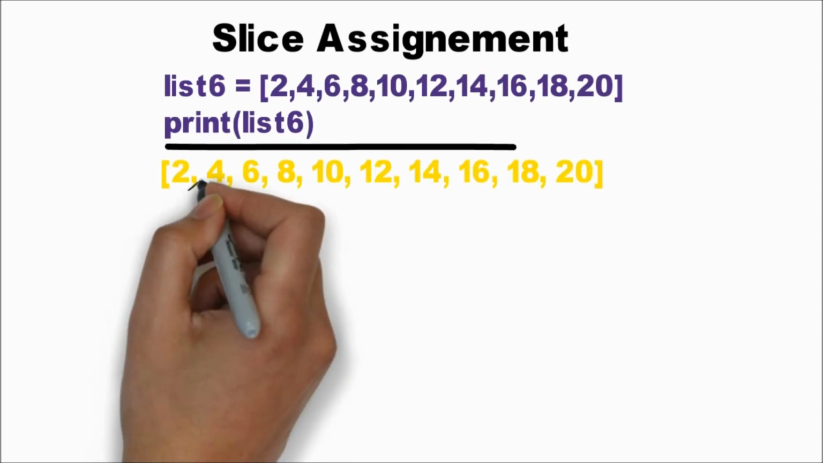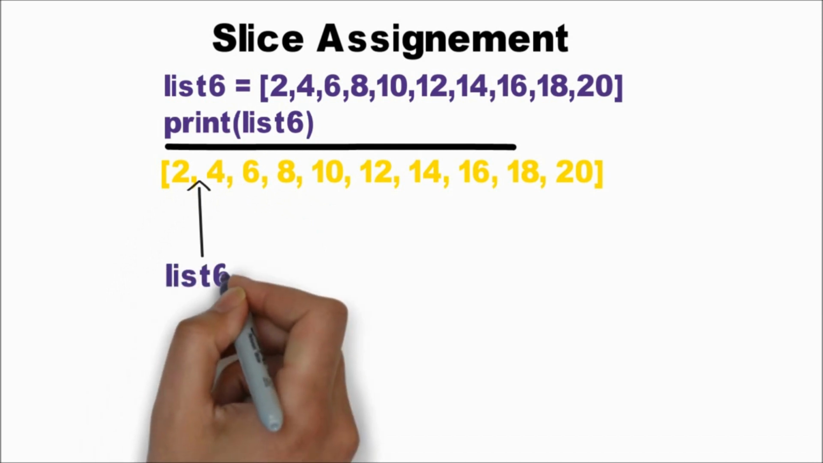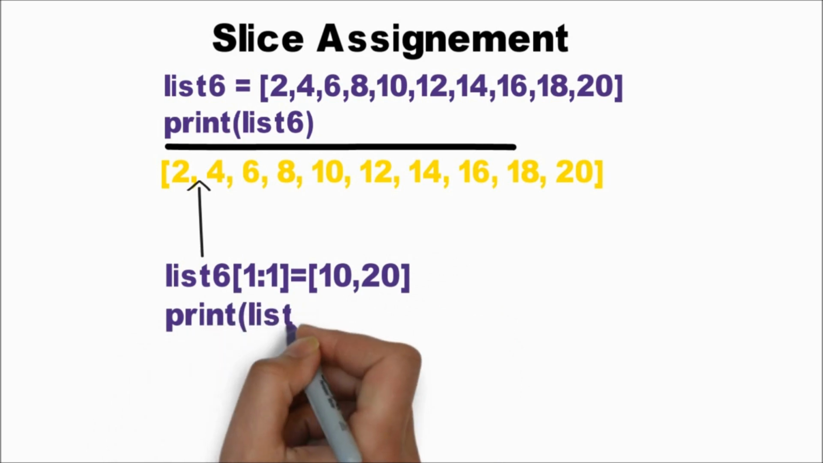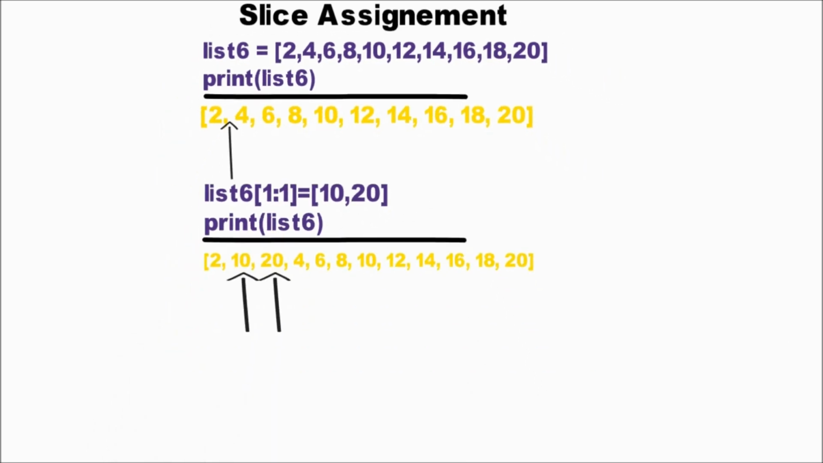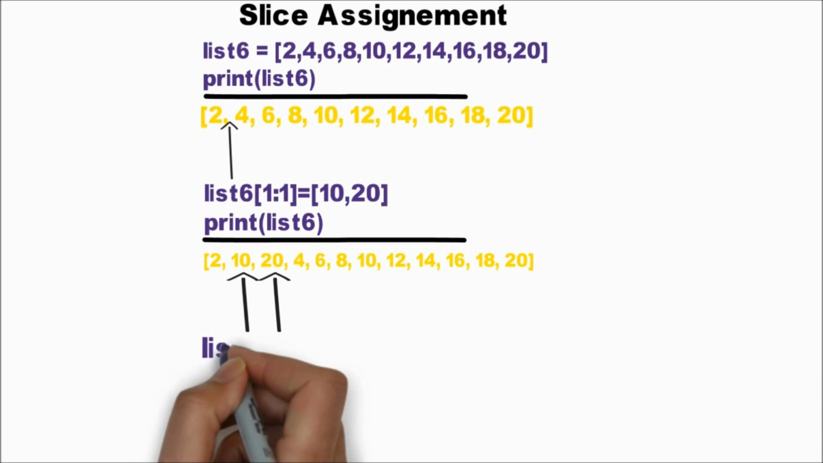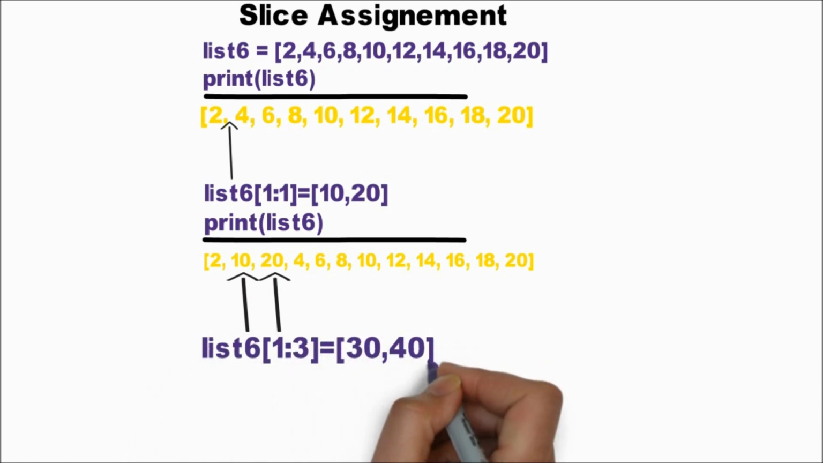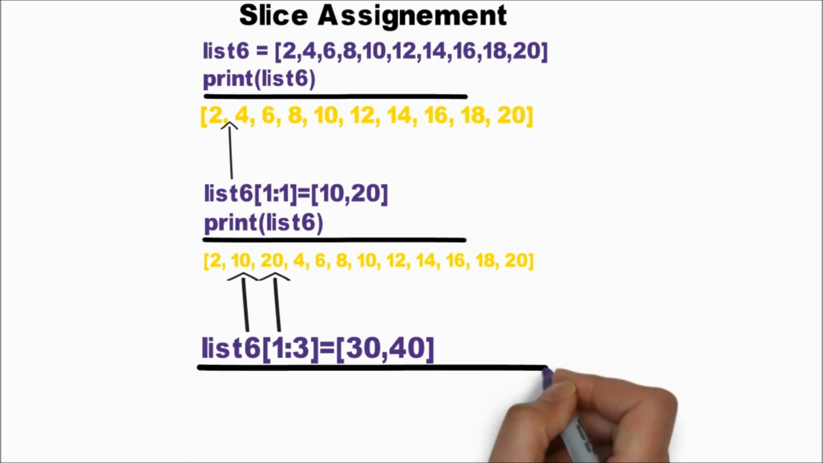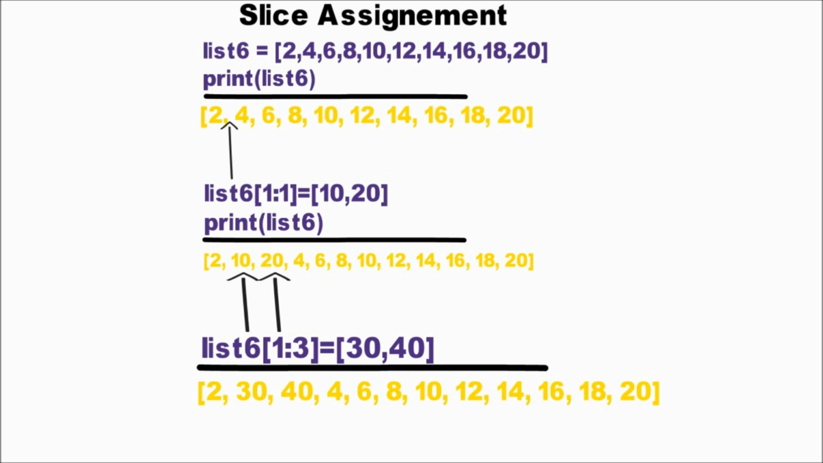Next we shall look at slicing assignment, or slice assignment. Slice assignment is used to insert or replace items of one list inside another list at any particular location. Let's say we want to insert the list 10, 20 starting from index 1 of list6. So we can write list6 of 1:1 equal to 10, 20. We can observe that 10, 20 is added starting from index 1. In the next example, we shall replace the items at index 1, 2 with values 30 and 40. So we have to write list6 of 1:3 equal to 30, 40. We can observe that 10, 20 is replaced with 30 and 40.